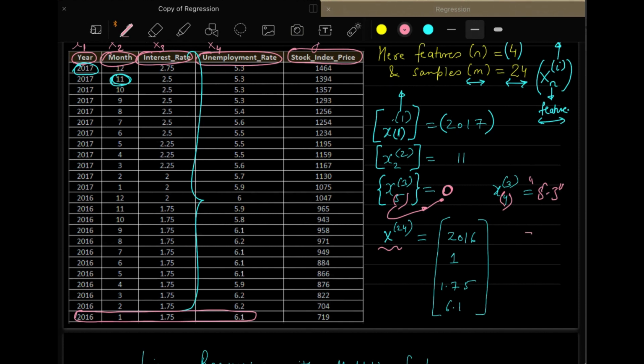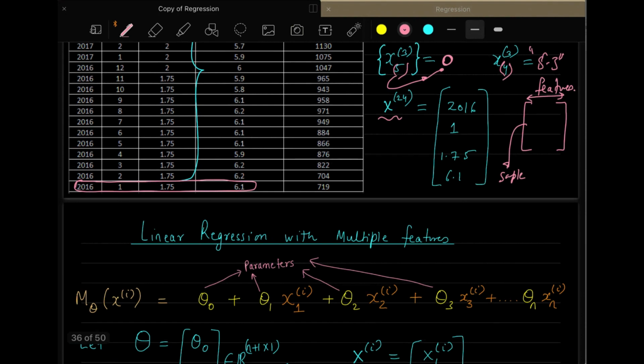And note that in the matrix dimension that we are always using, in the rows you have samples, and on the columns you have features. This thing is important.